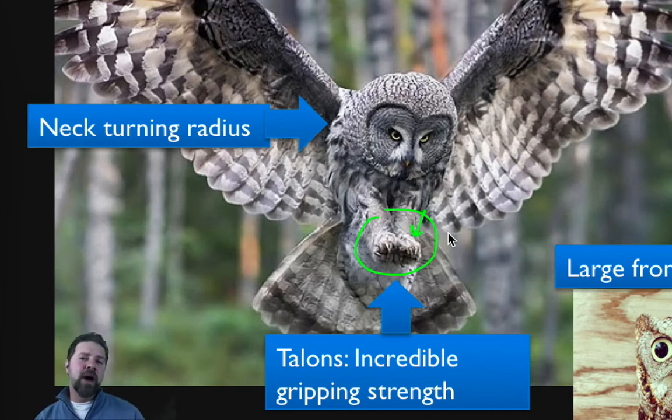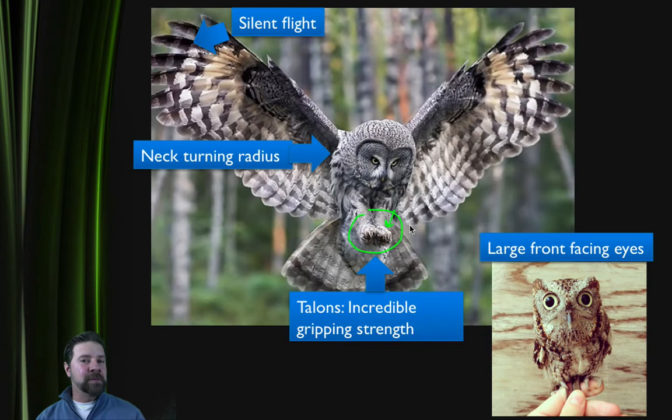Another thing that makes it so effective when it's hunting is the fact that it's a silent predator. When it swoops through the air, these owls have serrated edges on the tips of their feathers. And that allows them to fly silently through the air as they dive bomb and capture their prey. So they're almost like the stealth bomber of the nocturnal world.